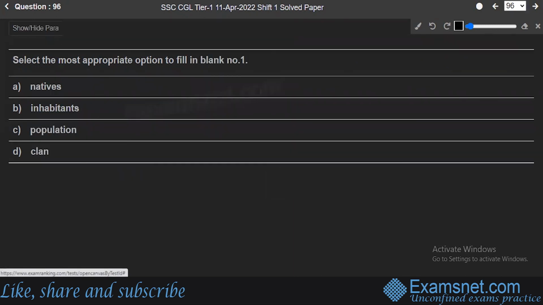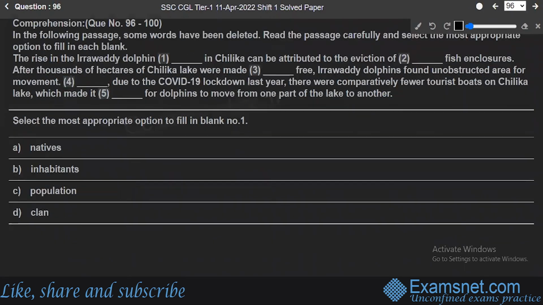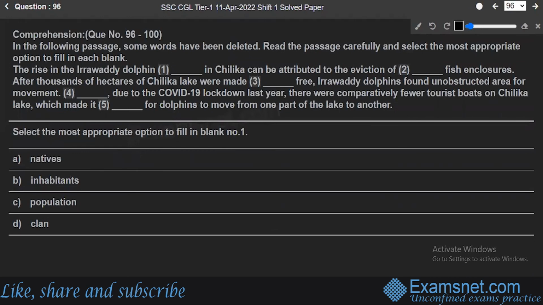Next question number 96. In this question, you are given a comprehension and you have to read this comprehension, then answer the given question. In the following passage, some words have been deleted and you have to fill in those words now. The rise in the Irrawaddy dolphin dash one dash in Chilika can be attributed to the eviction of, like I'll be discussing two later. First of all, what will come in the place of one in this case?